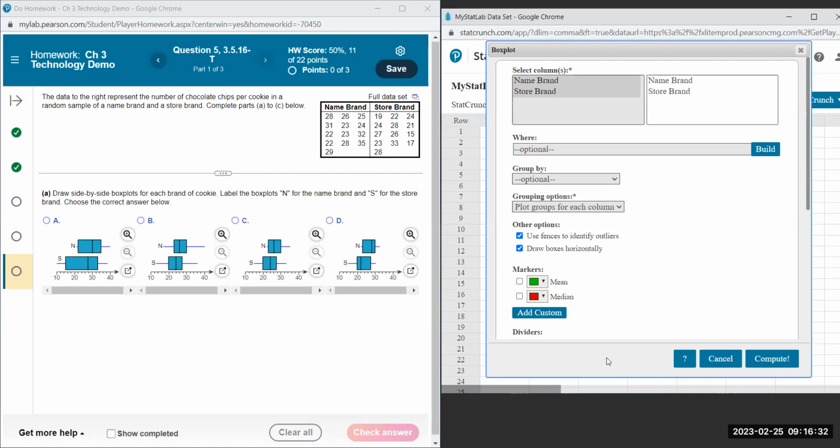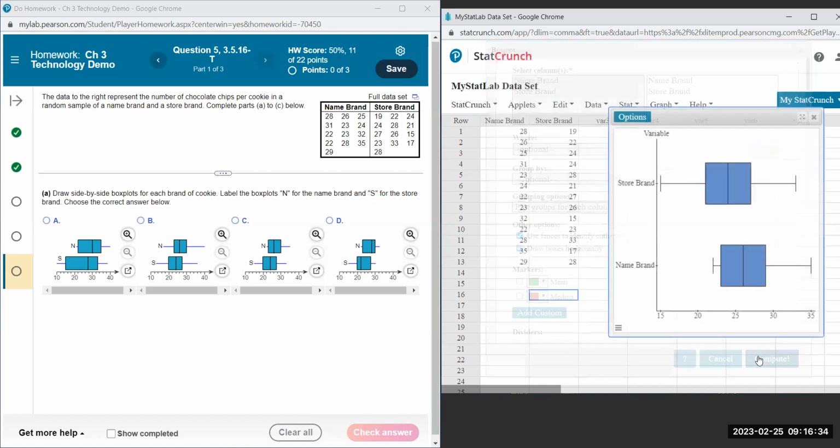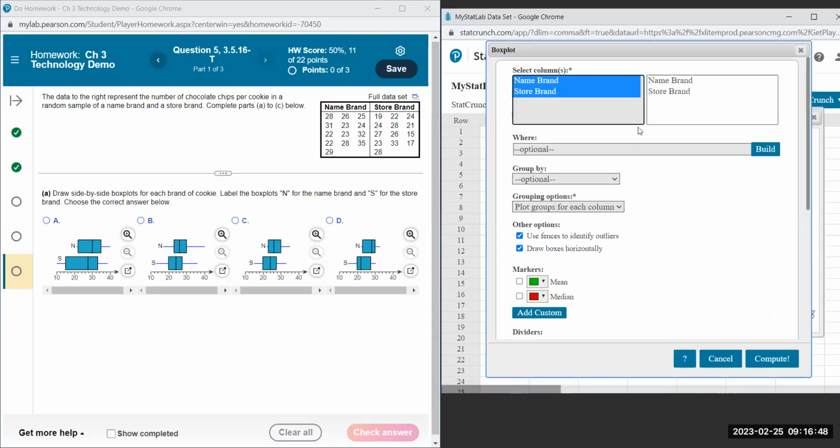Don't forget, you can always pause the video if you get a little bit behind. The only tricky part here is that the store brand's on top and the name brand's on the bottom, where here it's reversed. If that's going to be too confusing, you can go to Options, Edit, and then I want this reversed. So I want the store brand first. I'm going to click on store brand over here. That didn't work. Store brand first. And now I'm going to hit the control button and select the other one. So I'm reversing the order there. Compute.